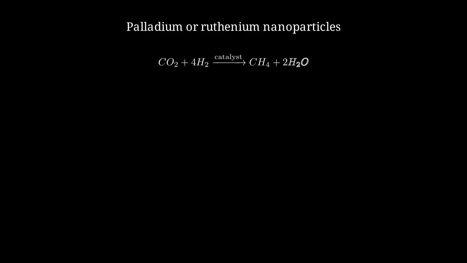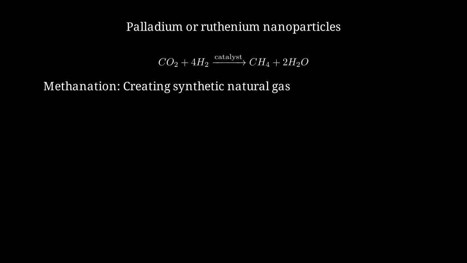Methane production follows the Sabatier reaction. Carbon dioxide plus 4 molecules of hydrogen produces methane and water. This methanation process creates synthetic natural gas that is chemically identical to fossil natural gas. It can be injected into existing natural gas pipelines and used for heating, electricity generation, or transportation. Nickel-based nanocatalysts are particularly cost-effective for methanation. When structured at the nanoscale, nickel exhibits high activity and selectivity, approaching the performance of more expensive noble metal catalysts.